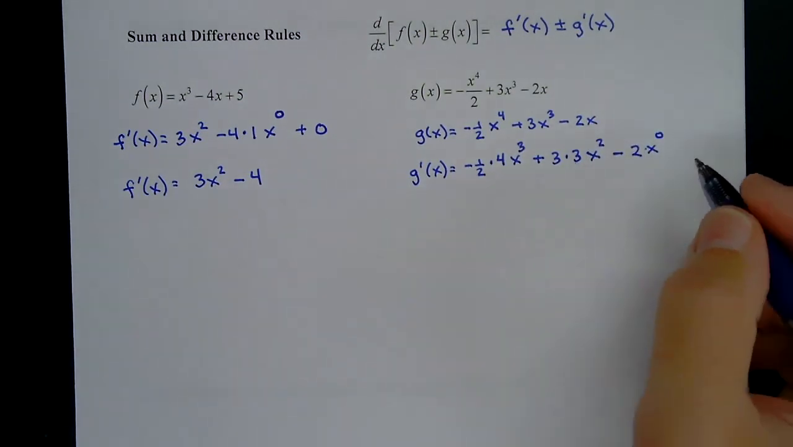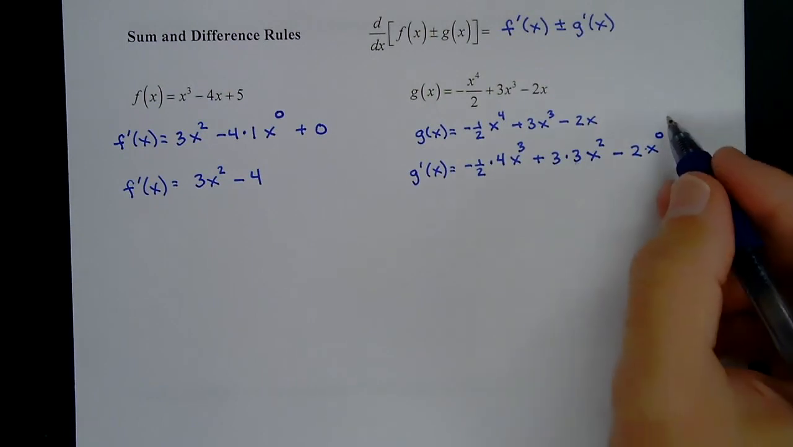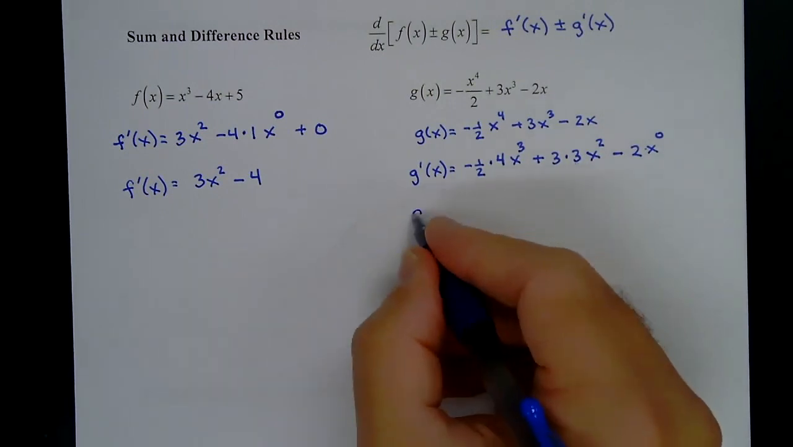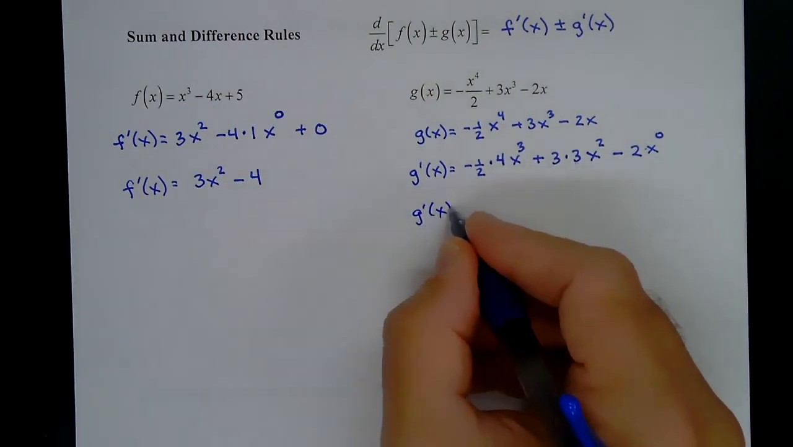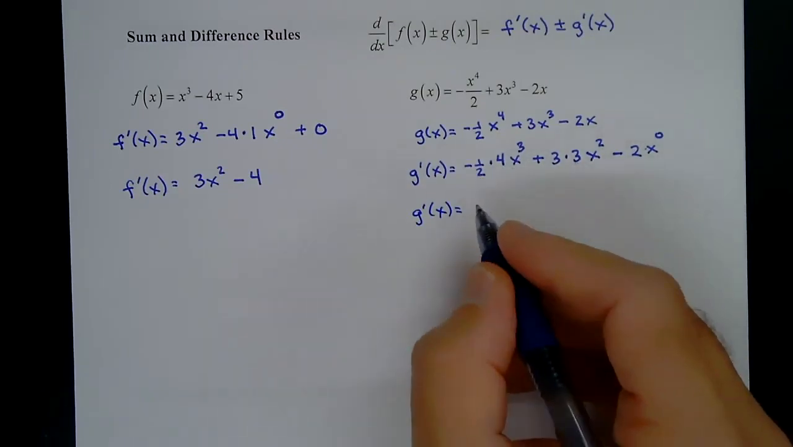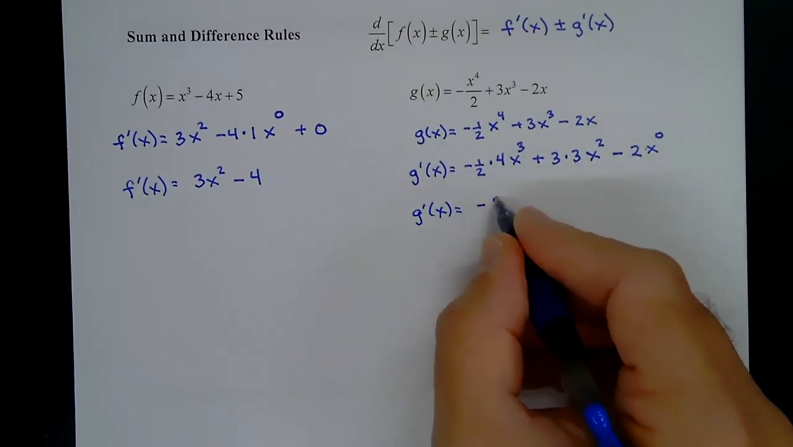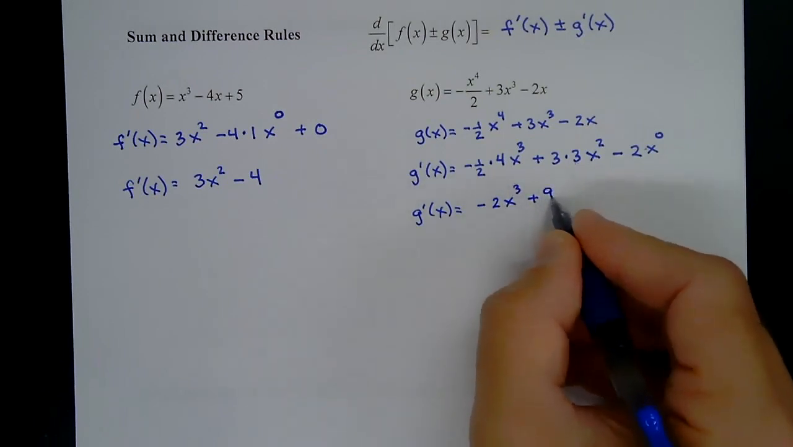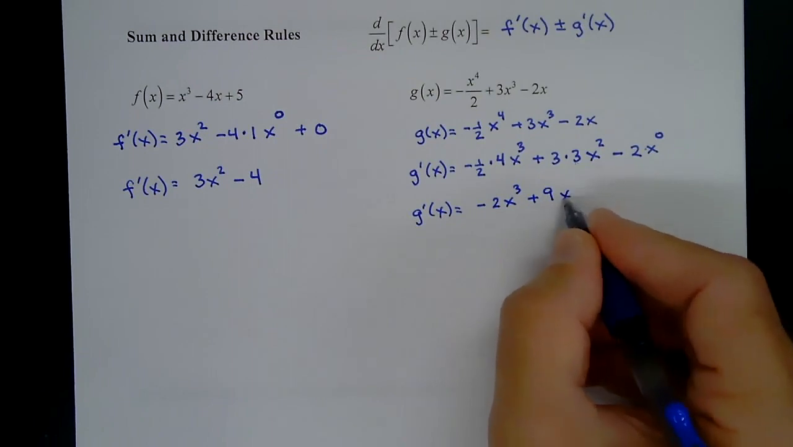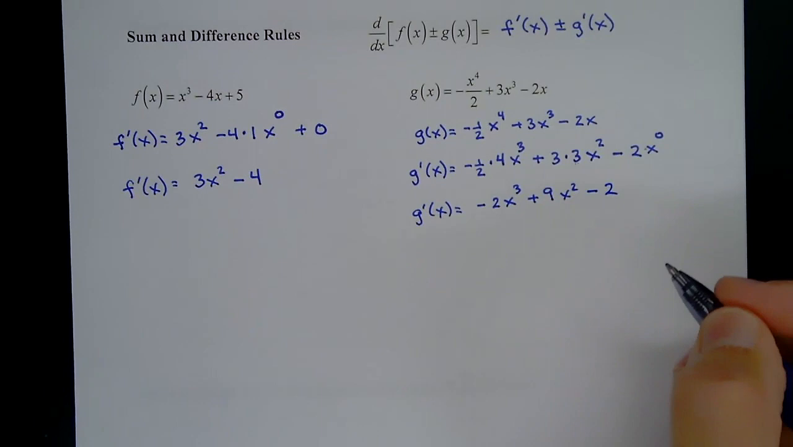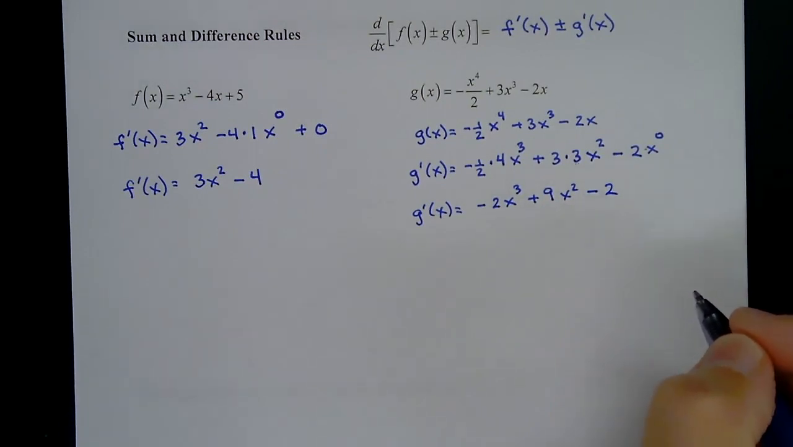Now, hopefully you realize when it's x to the 0 power, we can ignore it and just write a 1 there. So cleaning this up, g prime of x is equal to, well, what's negative 1/2 of 4? It'd be negative 2. So this is negative 2 x to the 3rd power plus 9, because 3 times 3 is 9, x squared, and then minus 2 times 1, which is just minus 2. And that's the derivative of g.